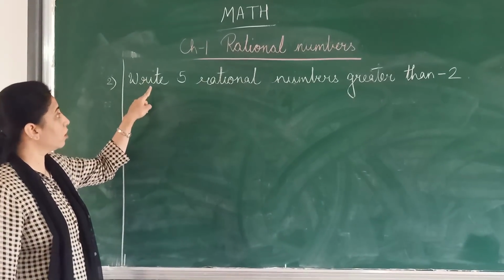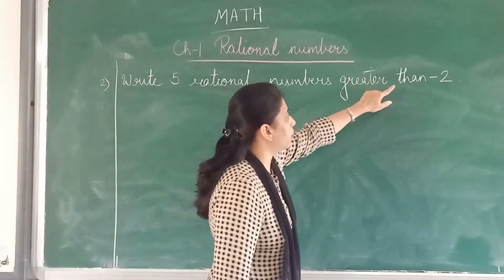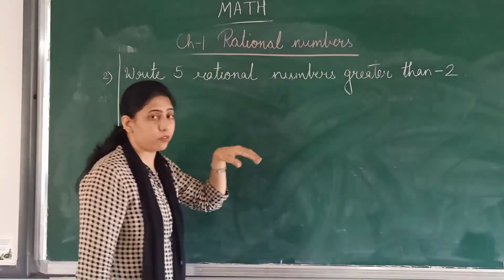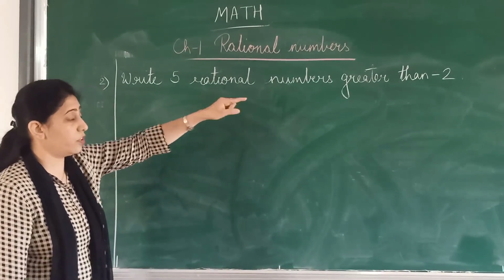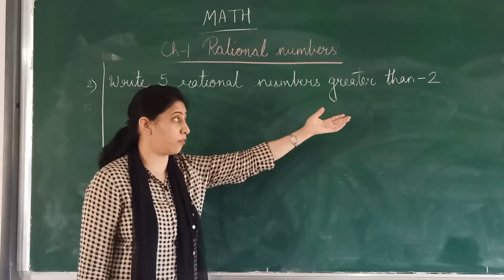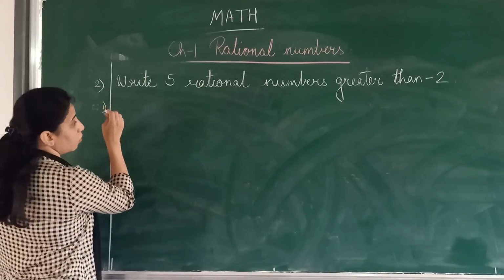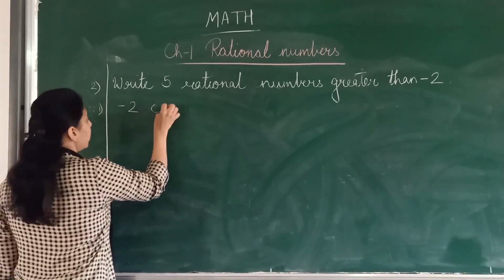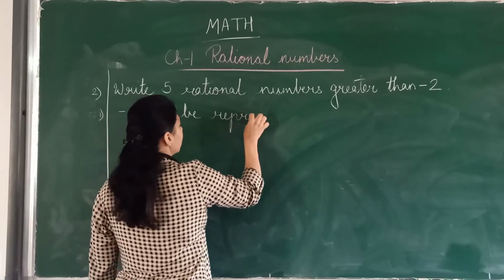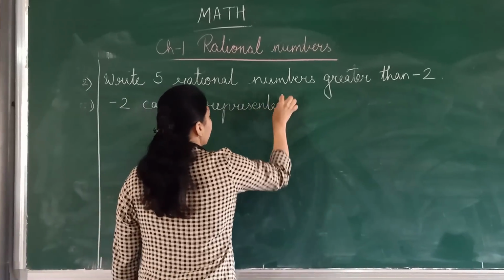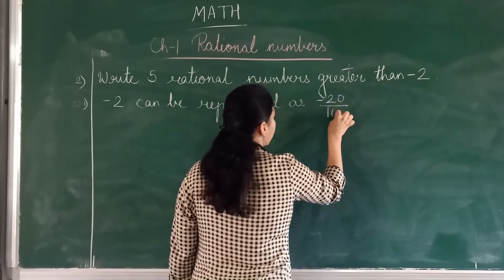Now here I have written the question, write 5 rational numbers greater than minus 2. So you have to list 5 rational numbers which are greater than minus 2. Now first minus 2, you have to write in the rational form. So how are you going to write that now? Minus 2 can be represented as minus 20 upon 10.